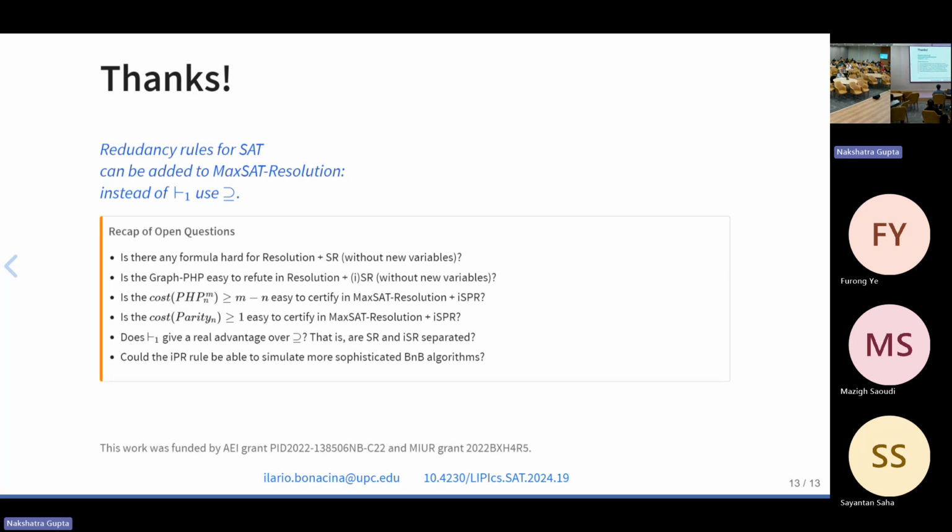And then the others are slightly more technical. And the last one is if these redundancy rules could be able to simulate more sophisticated branch and bound algorithms. So that's everything I wanted to say. Thank you very much.